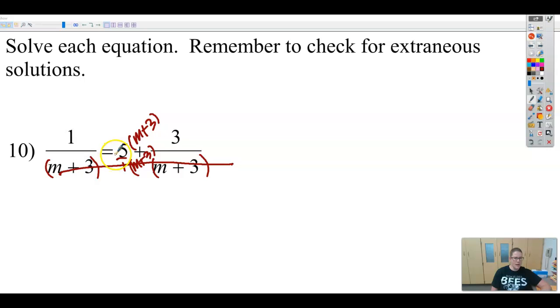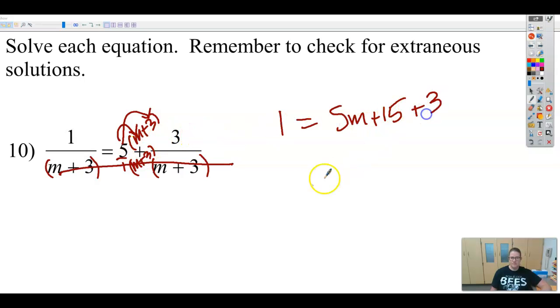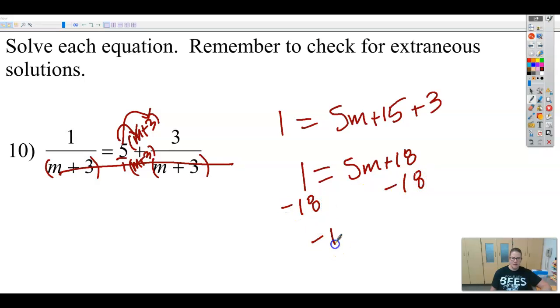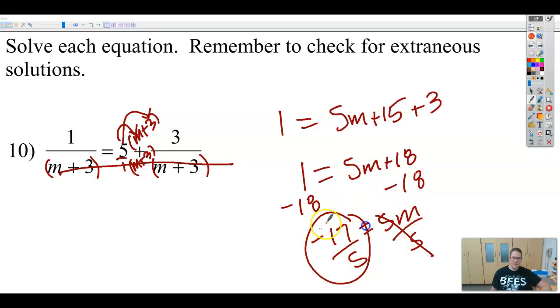So I have 1 equals 5 times m, right? I'm going to have 5 times m and 5 times 3. So 5m plus 15, and then I've got another plus 3 here. So that gives me 1 equals 5m plus 18. And now just solve for m. So subtract 18 from both sides. So negative 17 equals 5m, and divide by 5. So m is negative 17 fifths. Negative 17 fifths plus 3 is not 0, so that's a good solution.